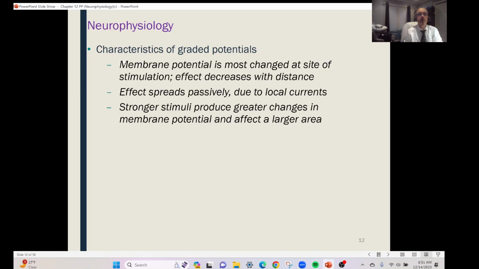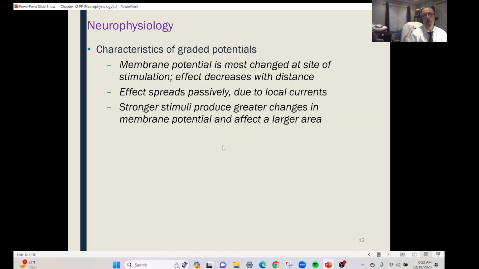All right, some characteristics of graded potentials. The membrane potential is most changed at the site of stimulation. So that's where we tend to see most of the electrical changes that we just talked about. And as it travels away, the effect will decrease with the distance. So like I said, they don't usually go very far. The graded potential spreads passively. We don't need any energy. It's just that natural movement of the sodium laterally.